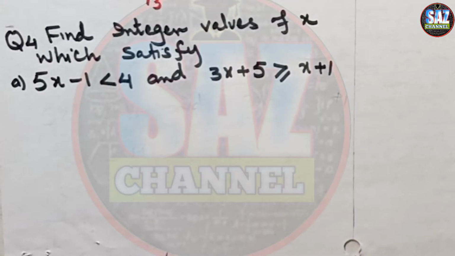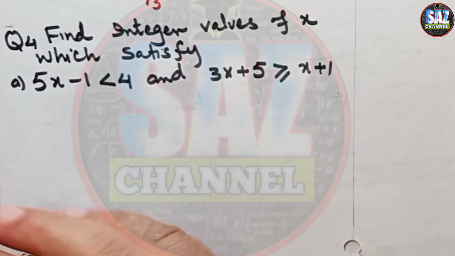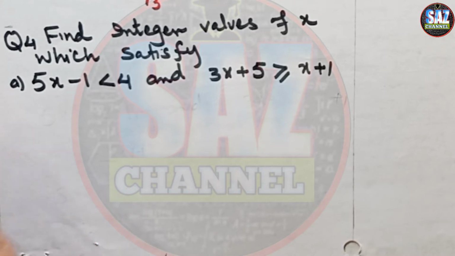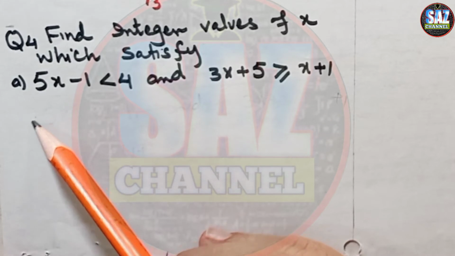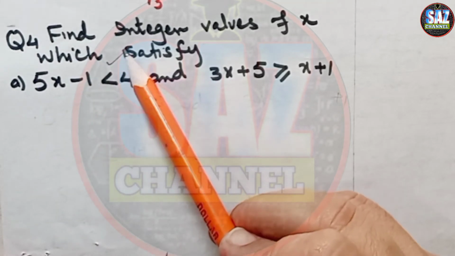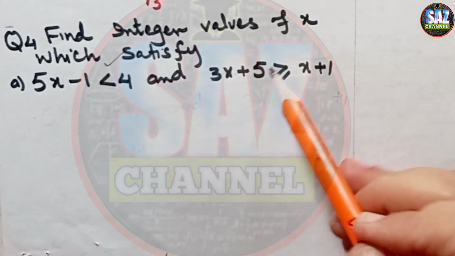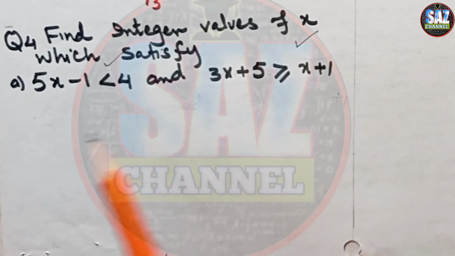Let's move to the next question. And the next question is question number 4. Question says, find the integer values of x which satisfy 5x minus 1 is less than 4 and 3x plus 5 is greater than equal to x plus 1.